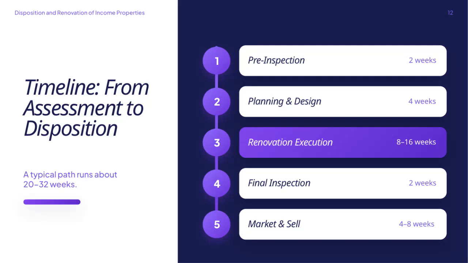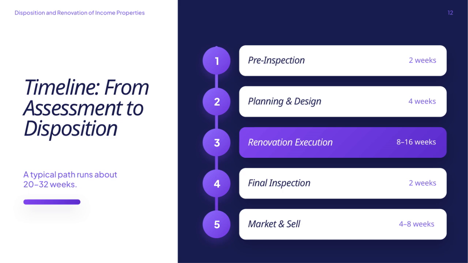This timeline outlines a typical process from assessment to disposition, usually lasting between 20 and 32 weeks. It begins with the pre-inspection phase, which takes about 2 weeks. Following that, planning and design occupy around 4 weeks, setting the foundation for the renovation work. The renovation execution is the longest phase, ranging from 8 to 16 weeks depending on the scope of work.